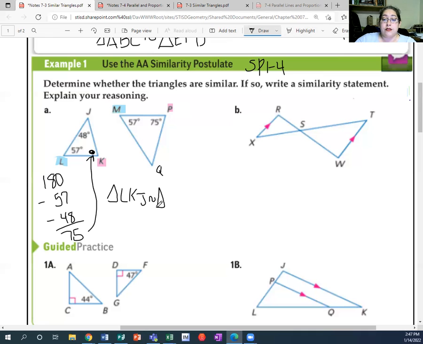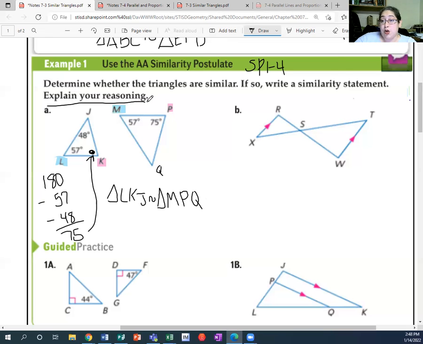I'm going to write the triangle symbol for the next shape, and now I have to worry about the order. The letter L I highlighted blue, so I need the letter I highlighted in blue from the other triangle. That's M, so M comes first. The next letter was K, which is pink, so I need the pink letter from the second triangle, that's P, and then I have only one letter left. There's my similarity statement, and now I have to write the reason.